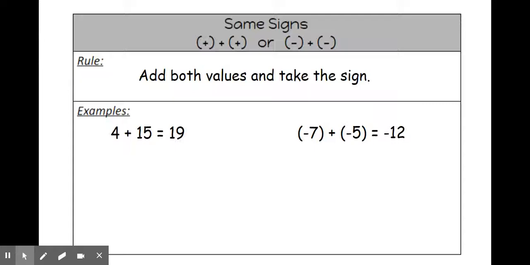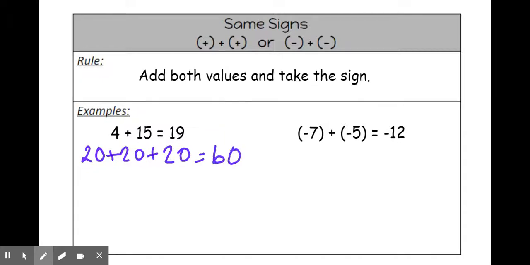So when we have the same sign, like a positive plus a positive or a negative plus a negative, the rule is you add both values and you take that sign. So let's look at these examples. The example is 20 plus 20 plus 20. So 20 plus 20 plus 20 would be 60.